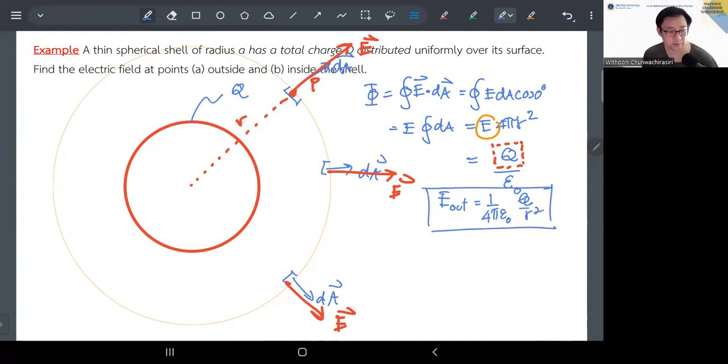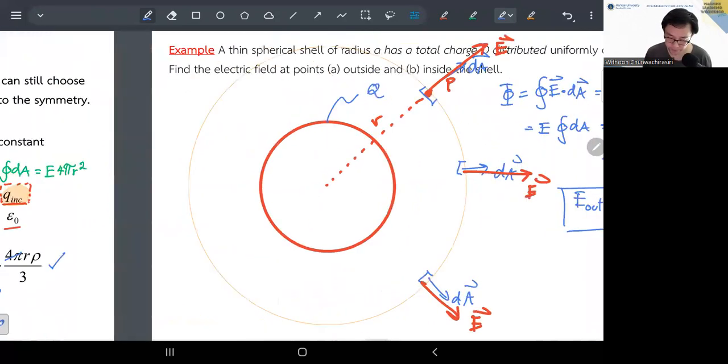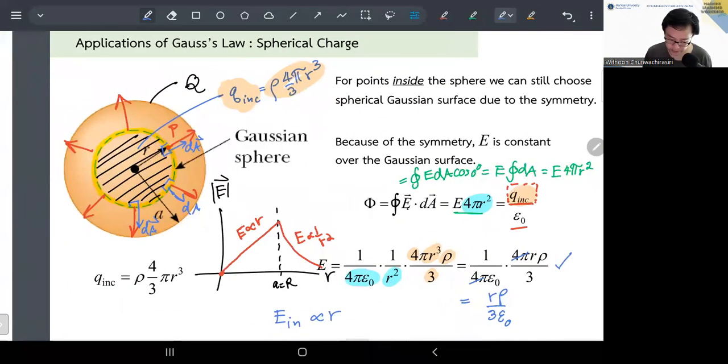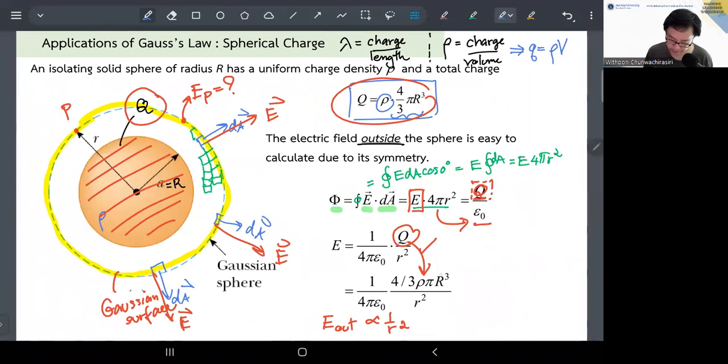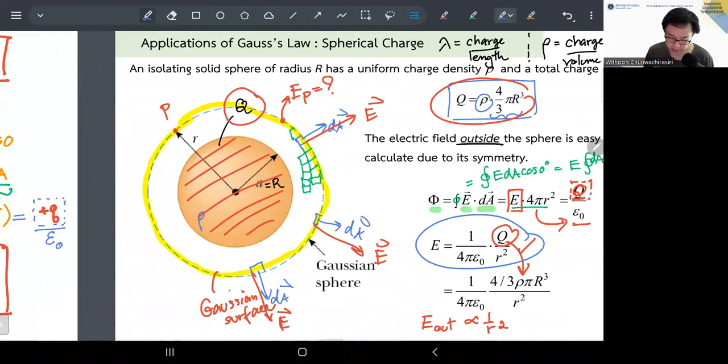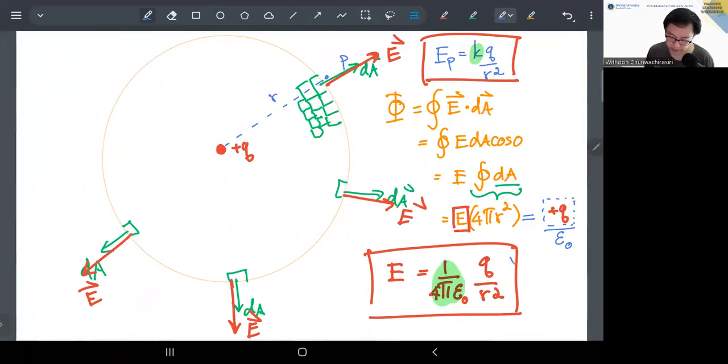You are done. It looks like Coulomb's law, guys. KQ over R squared. So you start to see the similarity of the whole results that we have been doing in the past 4 examples. This one here looks like KQ over R squared. There's no doubt, this is definitely from Coulomb's law, KQ over R squared.